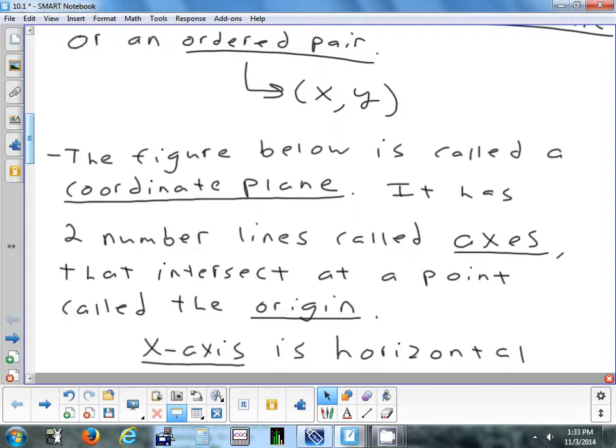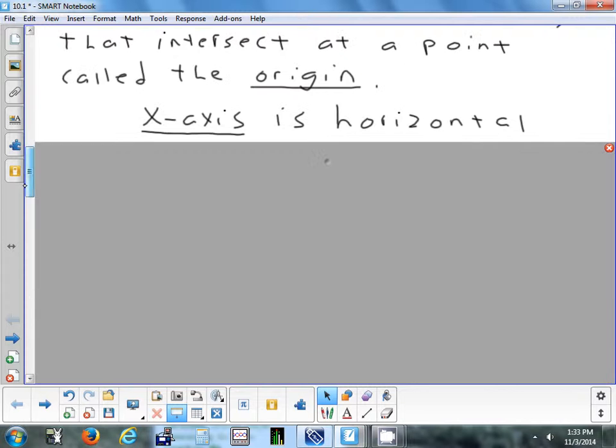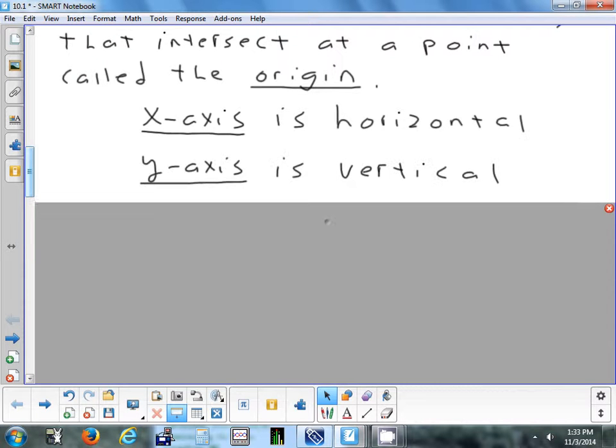So the x-axis is the one that's horizontal, left to right. And your y-axis is the one that's vertical. That goes up and down.